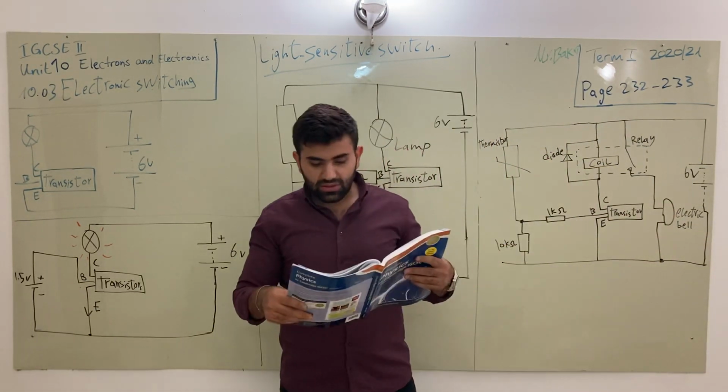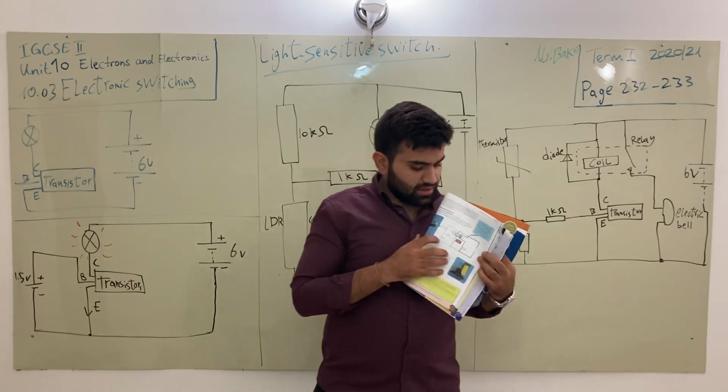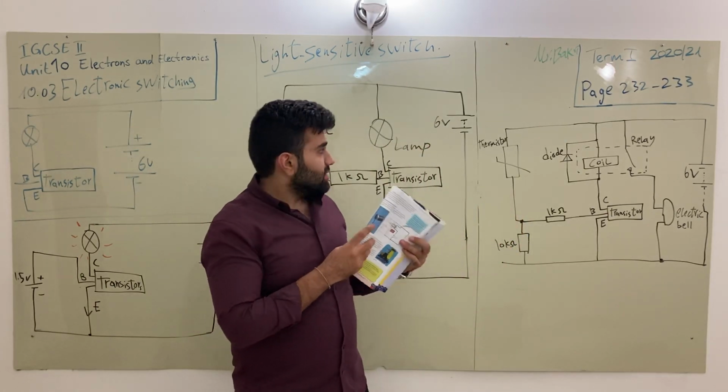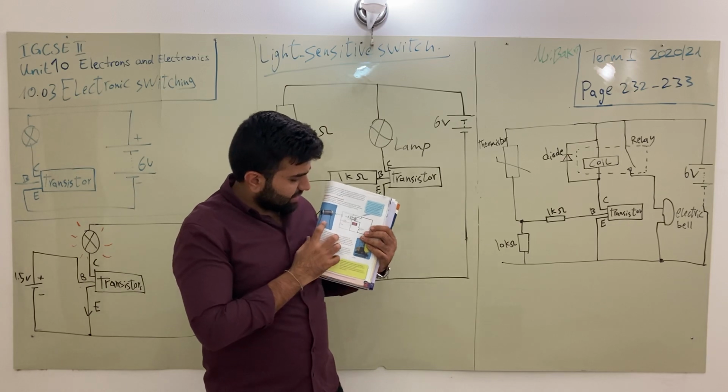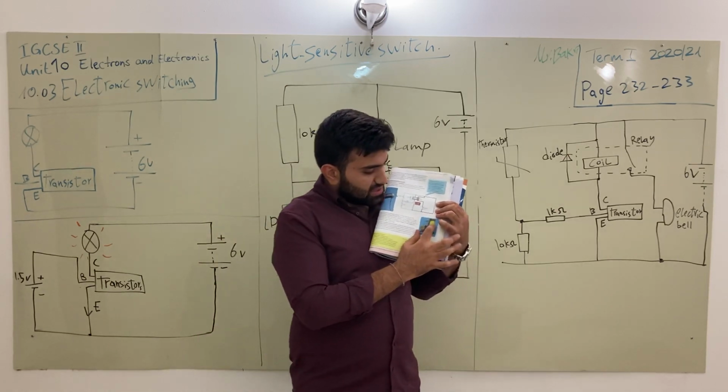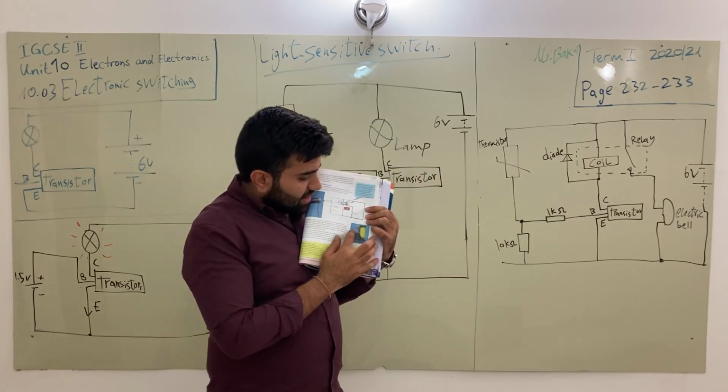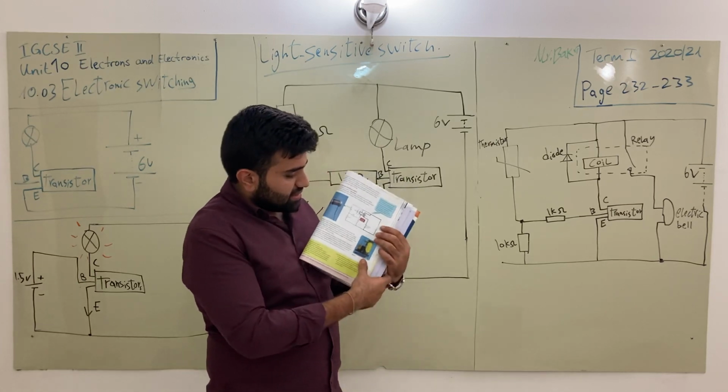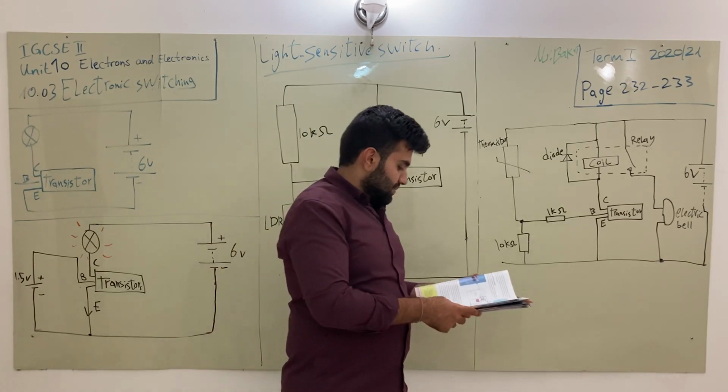So, in page 233, you can see here is the thermistor for the heat, and here is the relay. You say this is the coil, and this is the switch. Okay.